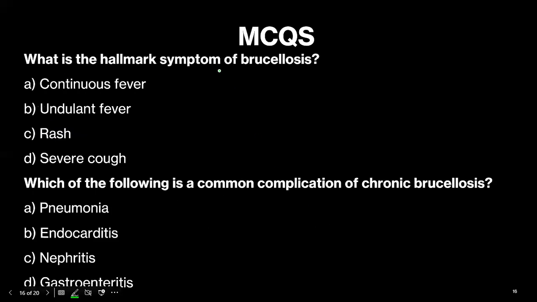Next, what are the hallmark symptoms of brucellosis? Undulant fever, intermittent fever, not a continuous one, or rash or severe cough. So that is the most prominent symptom of brucellosis. Which one of the following is a common complication of chronic brucellosis? So that will be endocarditis in chronic cases.